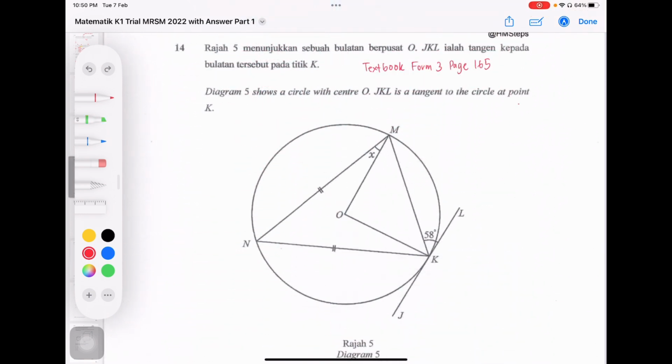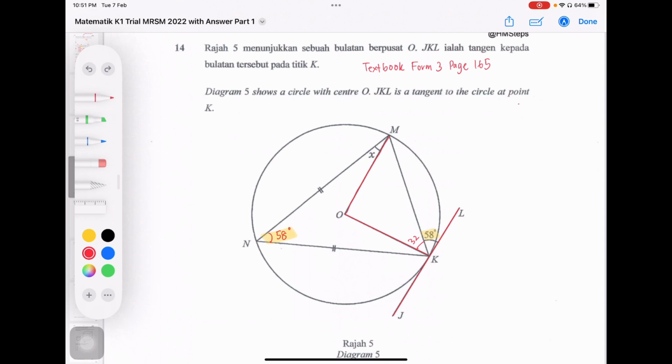Question 14. Diagram 5 shows a circle with center O. JKL is a tangent to the circle at point K. For this question, you can refer to textbook Form 3, page 165. In order to answer this question, you need to memorize the circle's property or characteristic. 58 over there, same with the angle of N. And as you can see, when the radius meets the tangent, the angle will be 90 degrees. So to get the remaining angle, you need to do 90 minus 58. Then you will get 32 degrees.